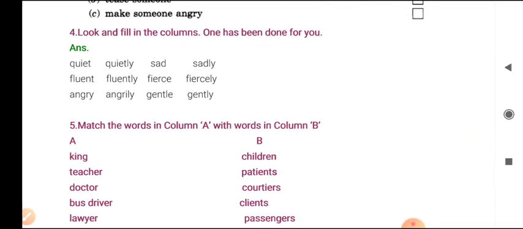Look and fill in the columns. What has been done for you? Answer: quiet, quietly, fluent, fluently, angry, angrily, sad, sadly, fierce, fiercely, gentle, gently.